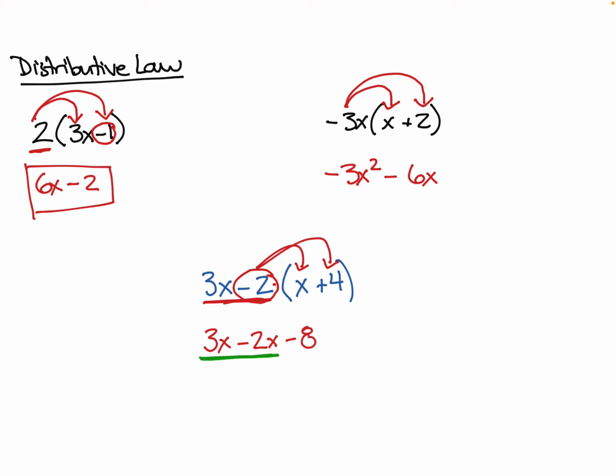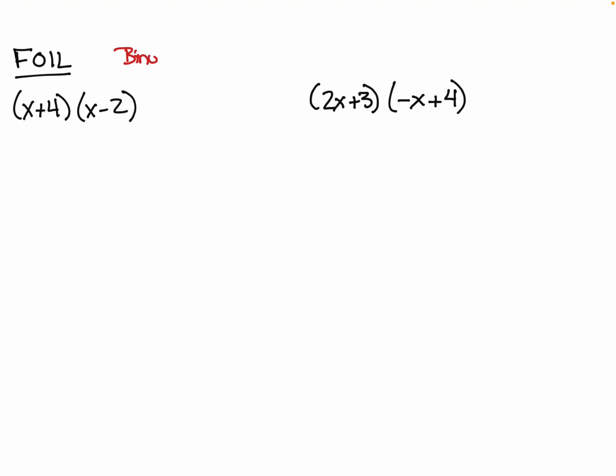So now we're going to look at what you do if you have 2 sets of brackets and each of those sets of brackets has 2 terms in it. Two terms is called a binomial. That will come up again later. So it's a binomial and we're multiplying 2 binomials together.